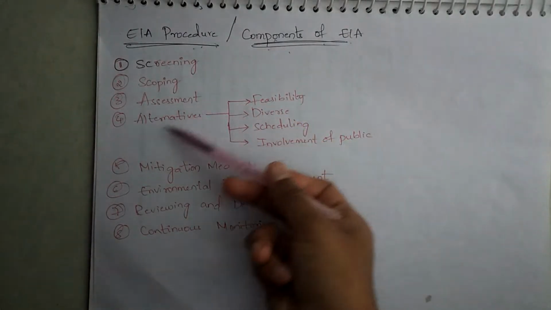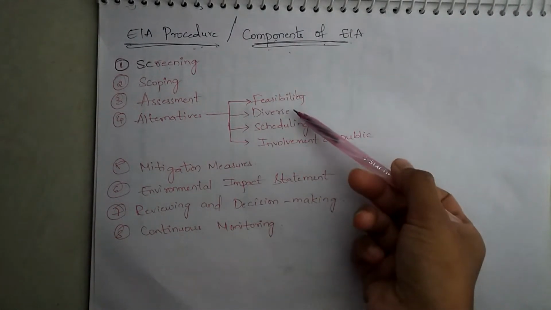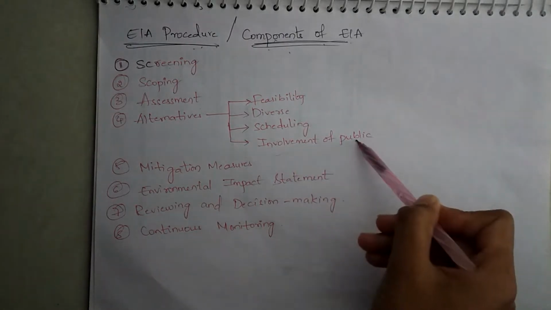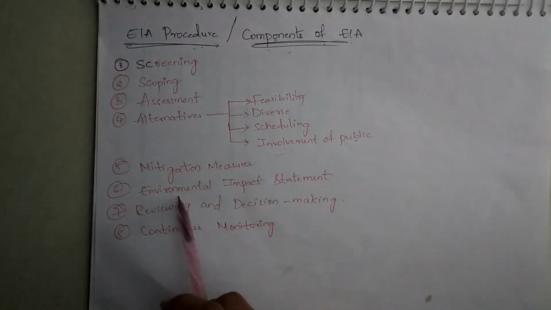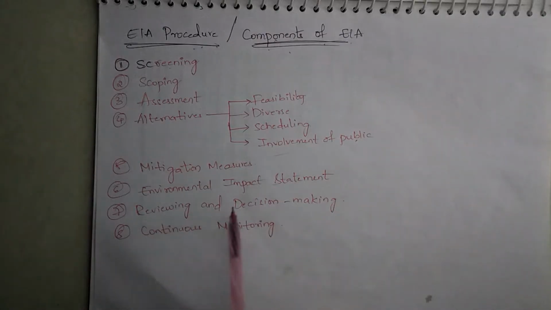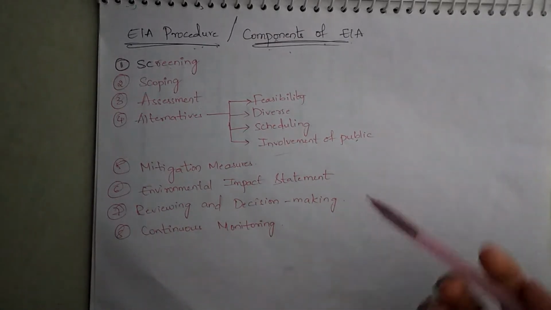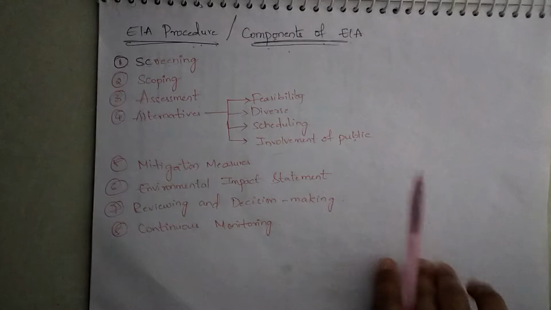Screening, scoping, assessment and alternatives (which again has feasibility, diverse, scheduling), involvement of public, mitigation measures, environmental impact statement, reviewing and decision making, continuous monitoring. Now let's see each component in detail.